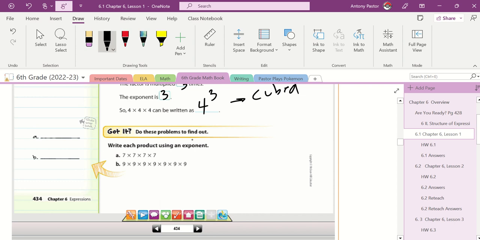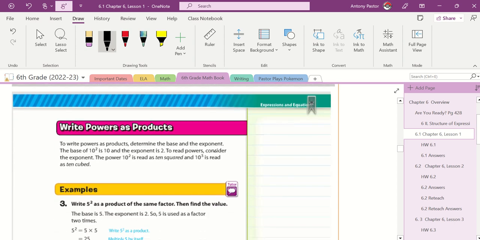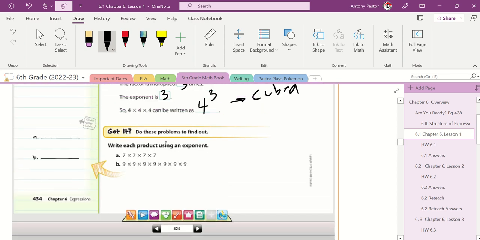Now, like I said, this is going to be pretty much a short video. So we're going to go ahead and do these. 7 times 7 times 7 times 7, write each product as an exponent. This is 7 times itself 4 times, so to the power of 4. Pretty easy. 9. This is where I'm going to use my highlighter. 1, 2, 3, 4, 5, 6, 7. Or just 9 to the power of 7. And that's it for those two.